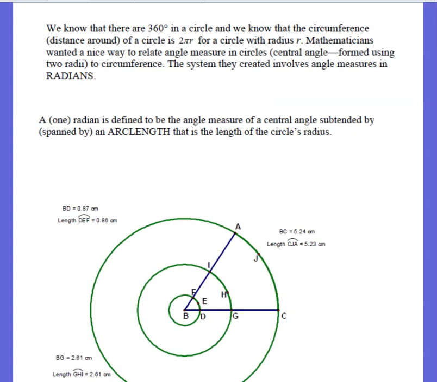Okay, so we know there's 360 degrees in a circle. We'll start basic. And we also know the circumference of a circle is 2 pi r. So that's really important. So we know that the distance around a circle is 2 pi r, and we know that there are 360 degrees in a circle. Okay, so we wanted a nice way as mathematicians to relate angles to the size of the circle, right? So that it just wasn't an arbitrary value like degrees are.